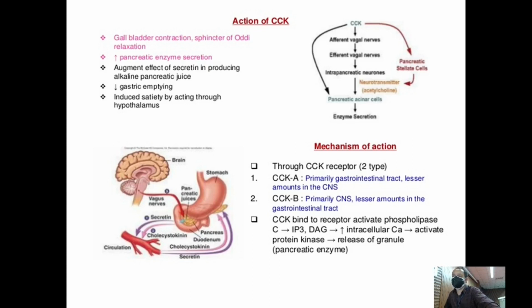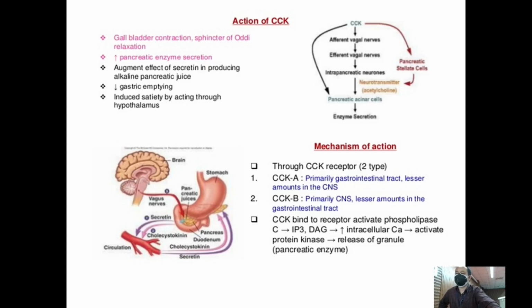Secretin will be helpful in producing an alkaline type of pancreatic juice. All right, these are all with respect to secretion, but CCK also plays an important role in motility by decreasing gastric emptying. That means it is going to decrease gastric motility, and two, it is going to control the pyloric sphincter and close it. So that is another function.